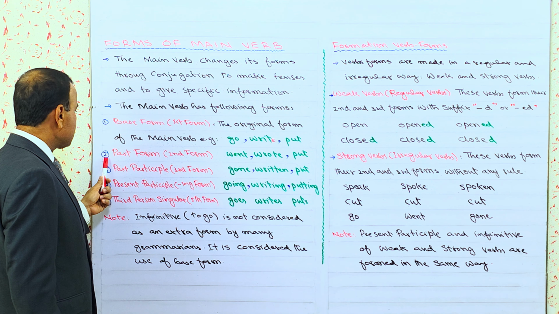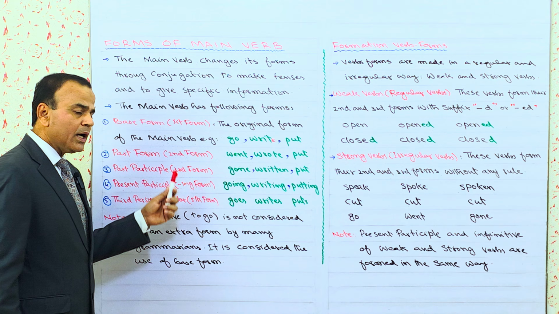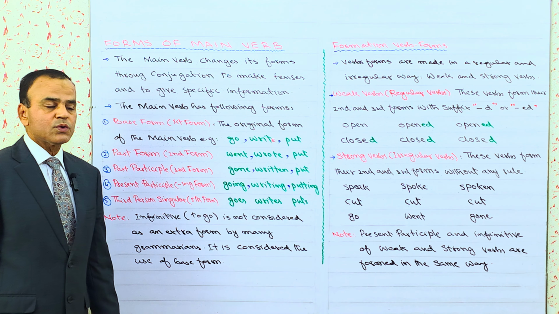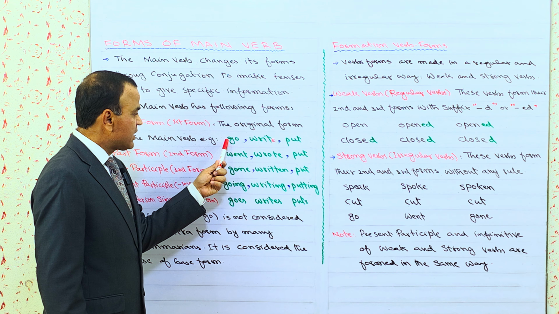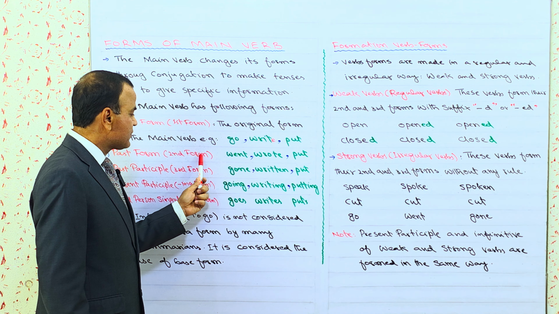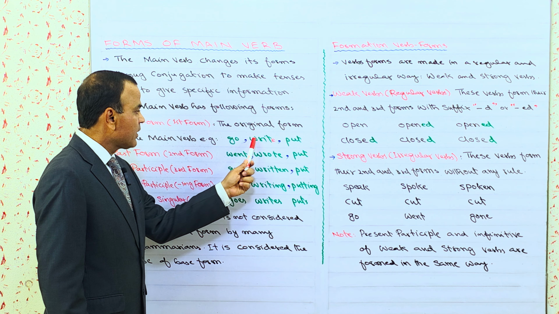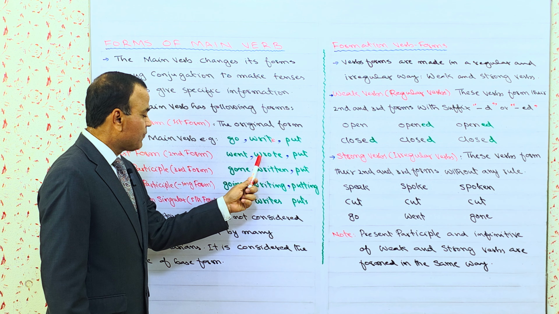Then the other form is the past form, or in simple words we can also say the second form of the verb. So when I change the base form go into the past form, it is went. The second form of write is wrote, and the second form of put is put. Why it happens so, we are going to discuss later.